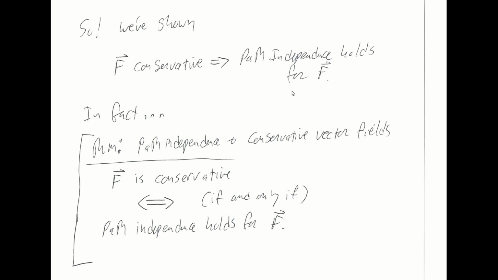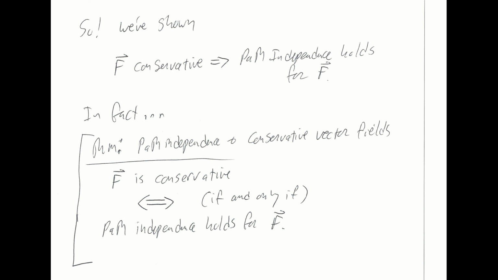It's not one that we're even going to sketch here, but it is true, and we will state it in this theorem. So path independence and conservative vector fields: F is a conservative vector field if and only if path independence holds for F. So if you have a vector field that you know to be conservative, you can conclude that path independence holds. If you have a vector field and you can show that path independence holds for that vector field, you can conclude that the vector field is conservative.